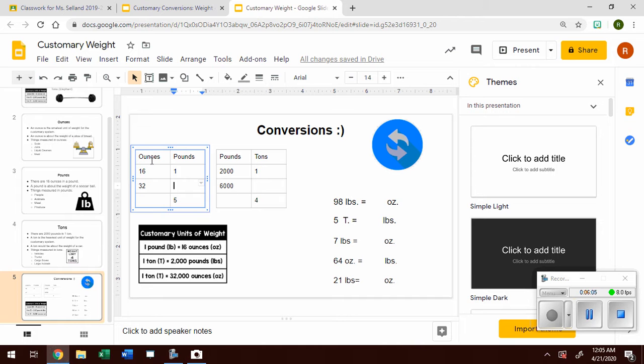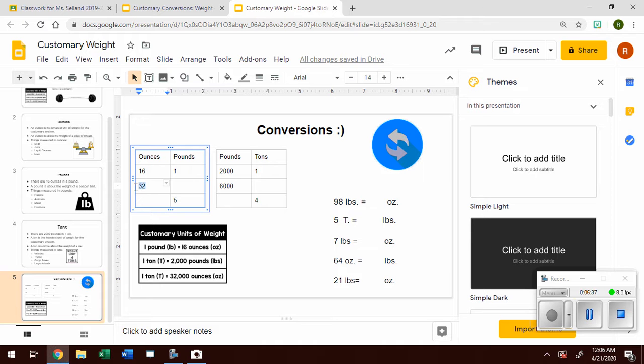So we have our table here. We have ounces and pounds. So we know that there are 16 ounces in 1 pound. So the first question I'm going to ask myself when I go to solve this next one is if I'm going from a bigger unit to a smaller unit or a smaller unit to a bigger unit. I know that an ounce is smaller than a pound, so I'm going from a smaller unit to a bigger unit. So I need to divide.